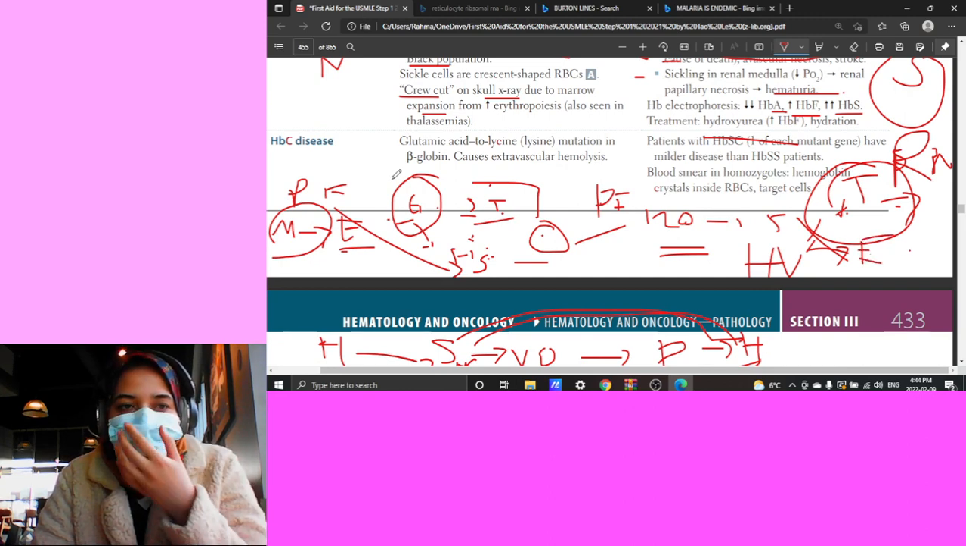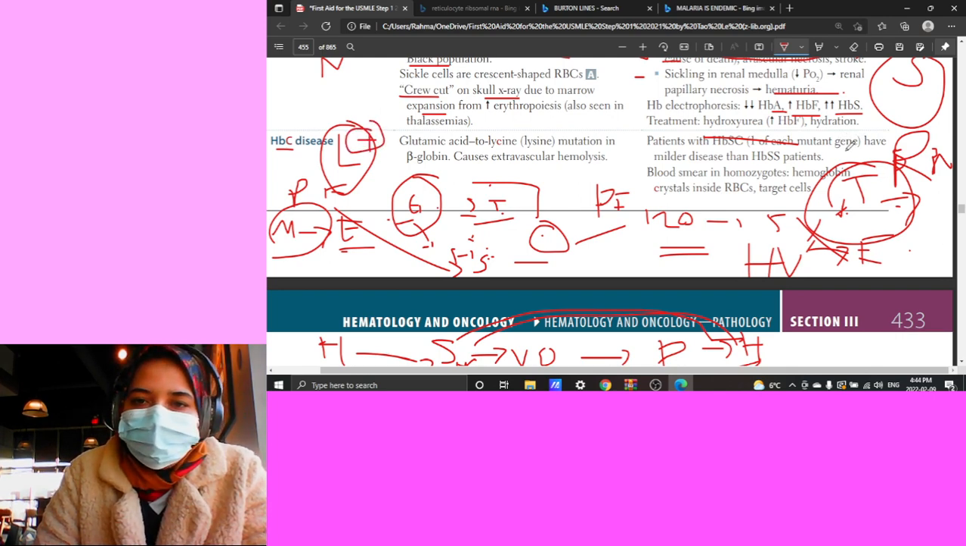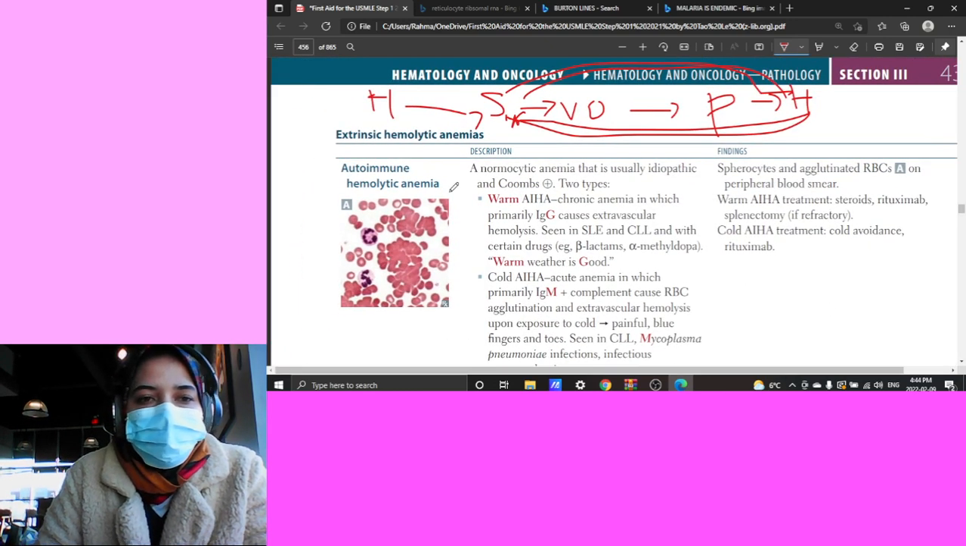Then you have HbC disease. You mentioned HbC disease before. You're going to have glutamic acid to lysine, and lysine, they said, was positively charged. You're going to have crystals and target cells. You see crystals, target cells, lysine, that means HbC disease. Those are the factoids or buzzwords for you.